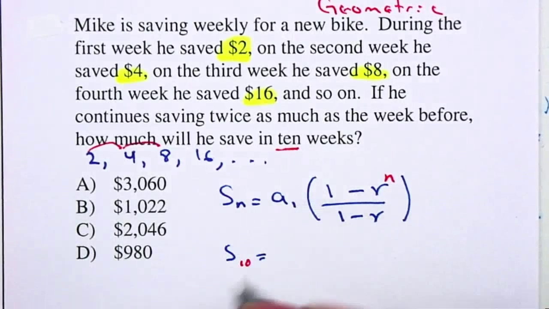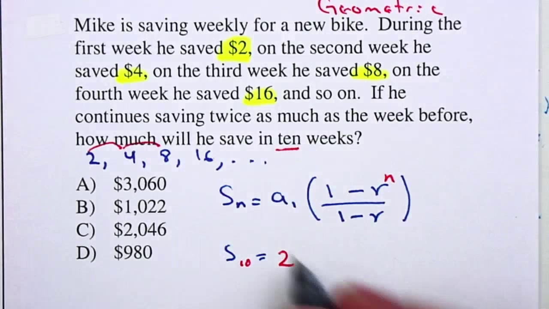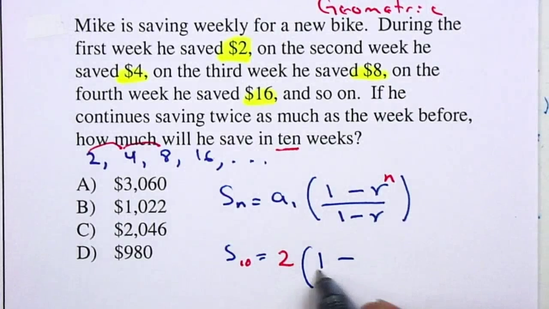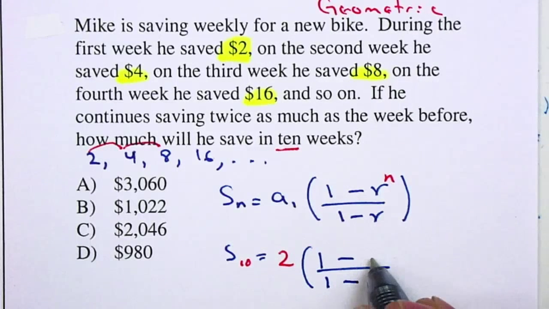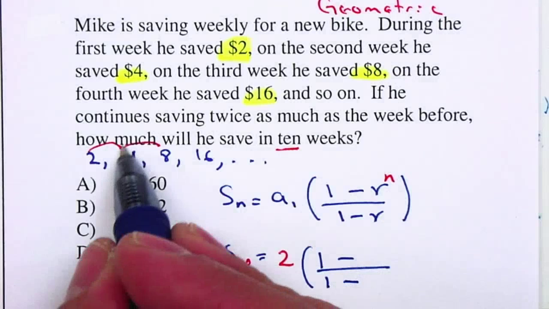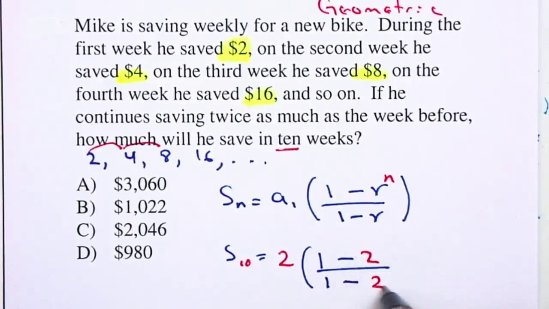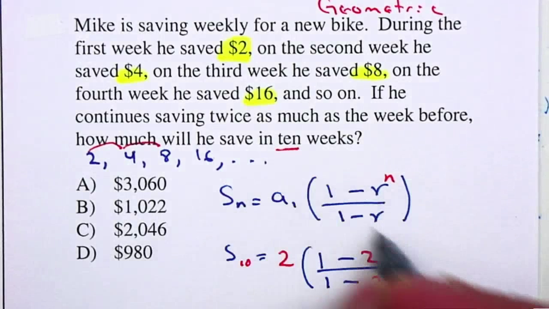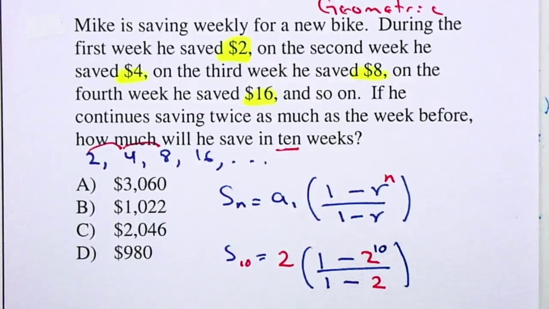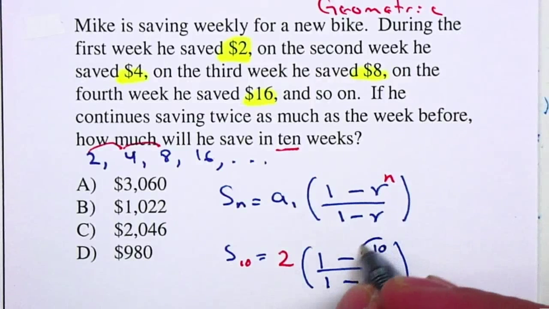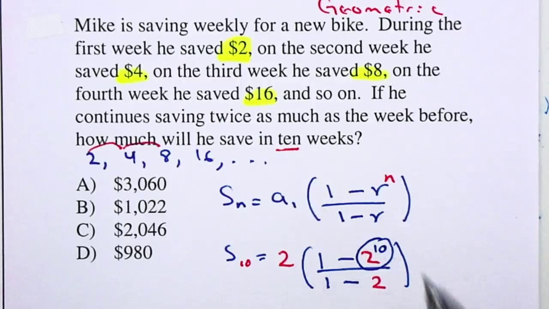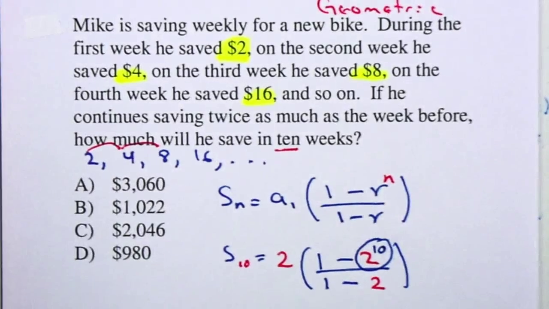First number is 2. Then we have 1 minus r, 1 minus r. R is a ratio. So what am I multiplying by to get to the next number, which will be 2. N is how many numbers we need to add up, which is 10. Remember, you have to do the exponents first. So that means that you have to multiply 2 ten times.